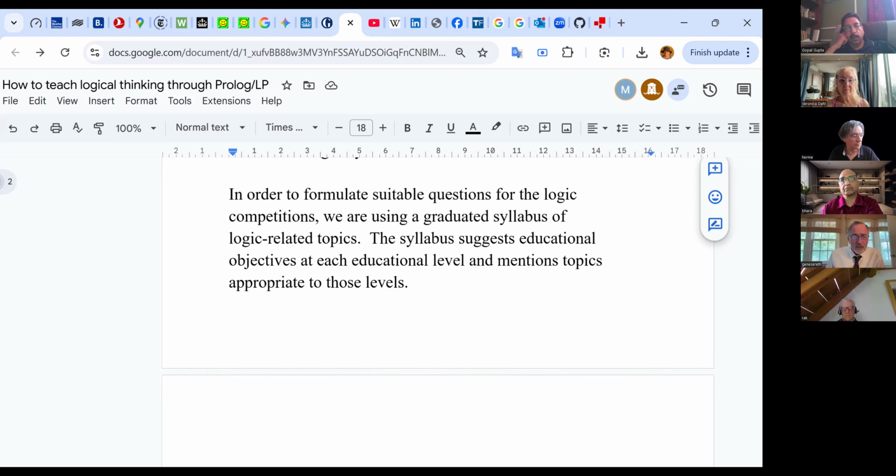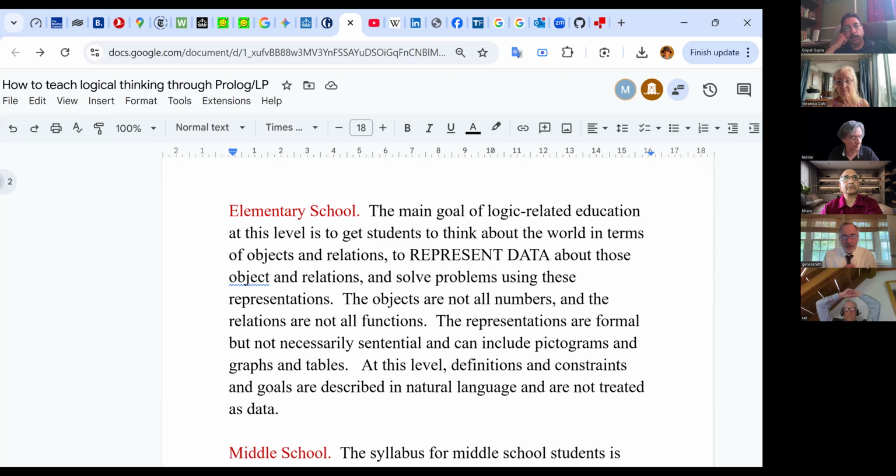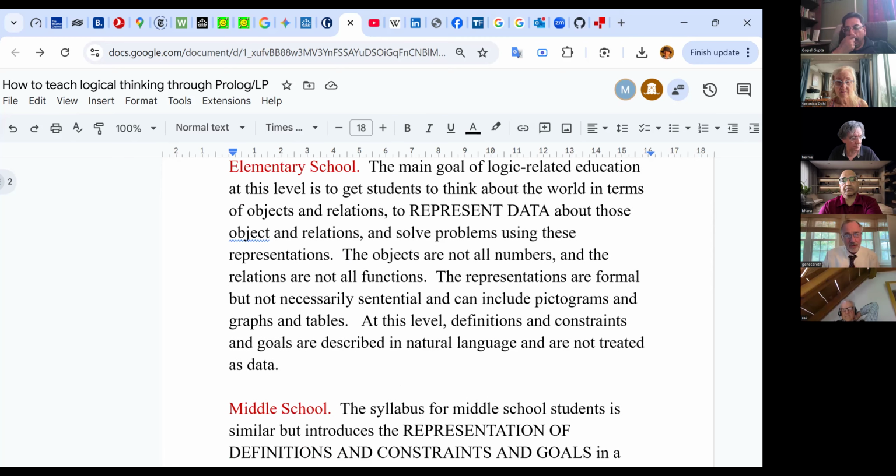Okay, so first of all, let me start at the elementary school level. The main goal here is logic-related education. The main goal of that is to represent data about objects and relations and to solve problems about this. So we want to get them to think about the world in terms of objects and relations. So not necessarily numbers, not necessarily obsessed with functions as they would get in the rest of their education, but relationships between objects, not necessarily numbers, say people liking other people and that sort of thing.